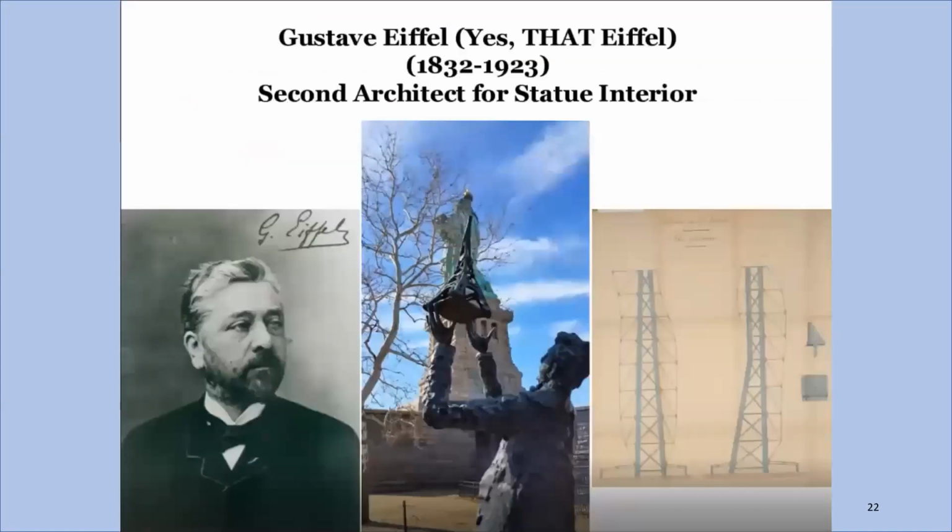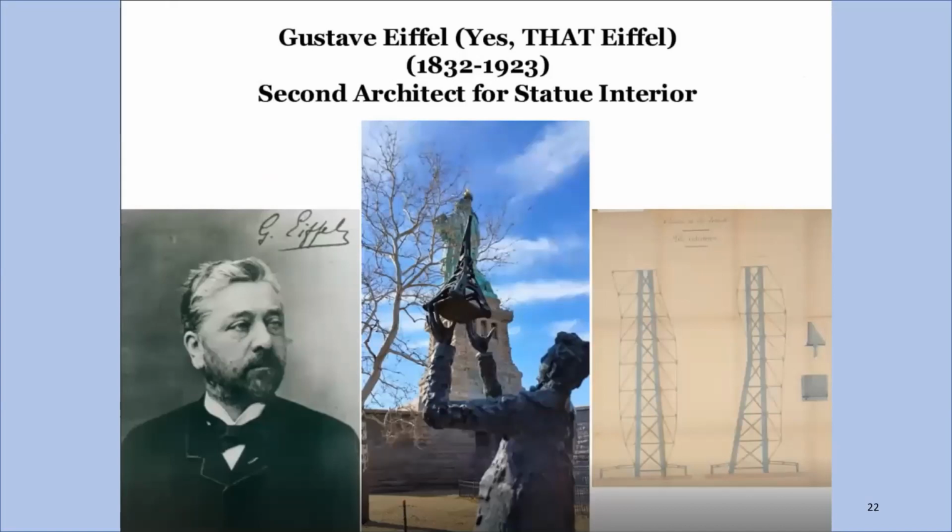So as it turned out, Viollet-le-Duc was an old man, and he died of natural causes before the interior design was finished. So the committee had to go and find a new engineer. And they turned to a man whose name sounds very familiar, Gustave Eiffel. You may recognize that name from the man who went on to design the Eiffel Tower several years after he designed the Statue of Liberty.